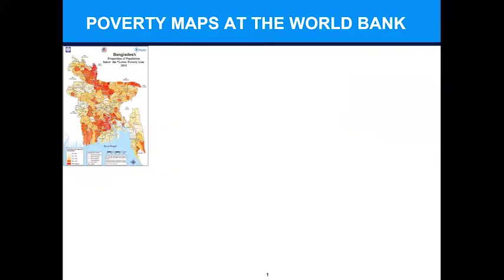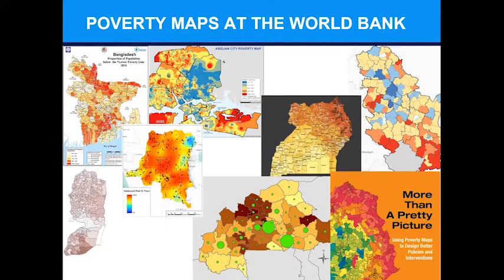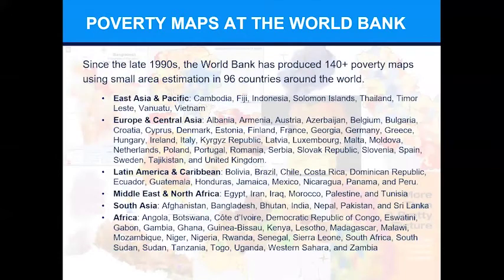Over the last 20 years, the World Bank has developed more than 140 poverty maps for nearly 100 countries and territories. These maps have become vital policy tools for governments and development partners to plan and monitor progress in poverty reduction and the achievement of the Sustainable Development Goals.